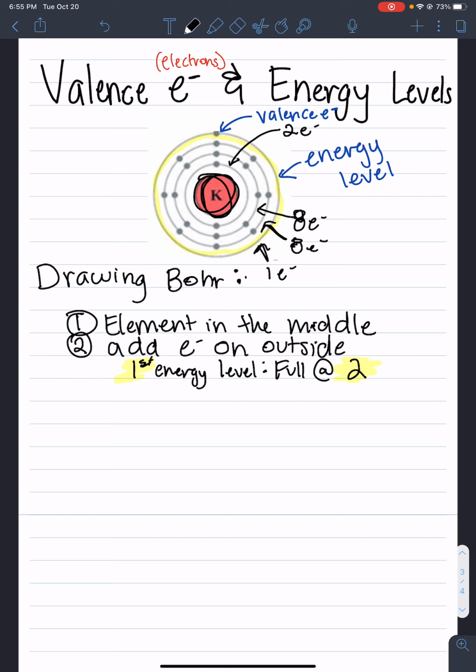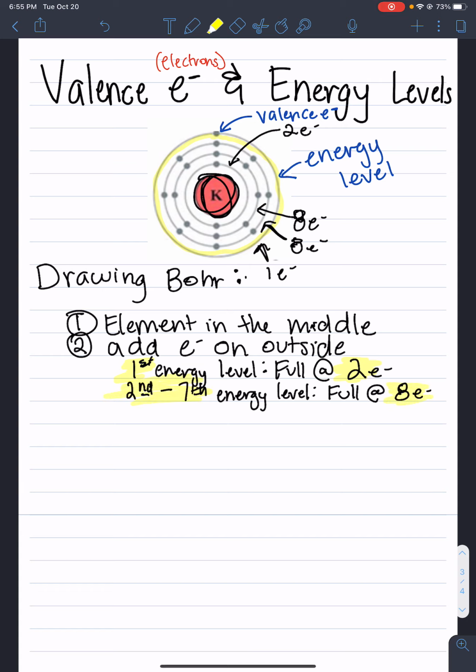Now, all of our other energy levels, our second one to our seventh one, are going to be full at 8. So, second to 7th energy level, full at 8. I'll put electrons there to help you guys out. Electrons. Okay, so our second to our 7th is full at 8.